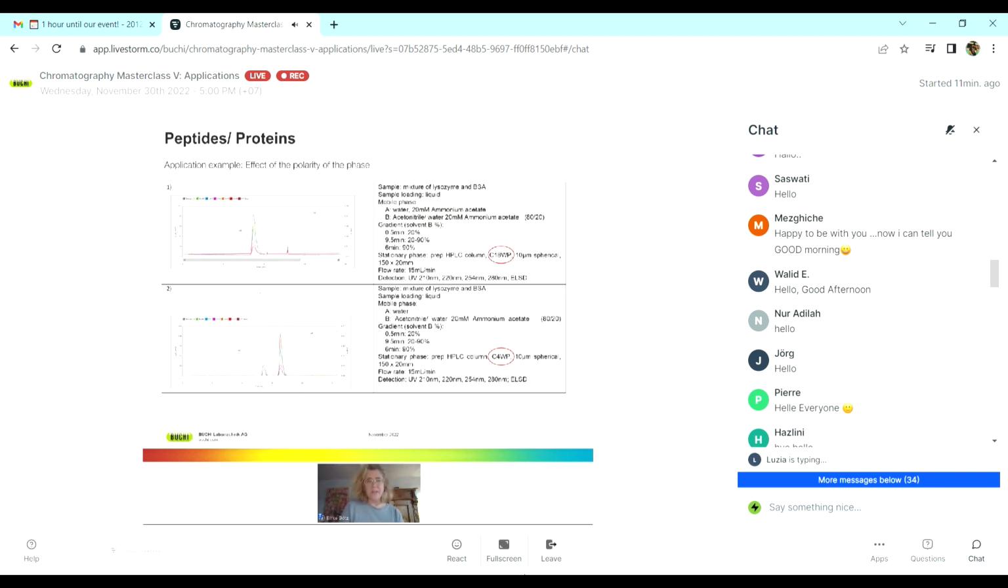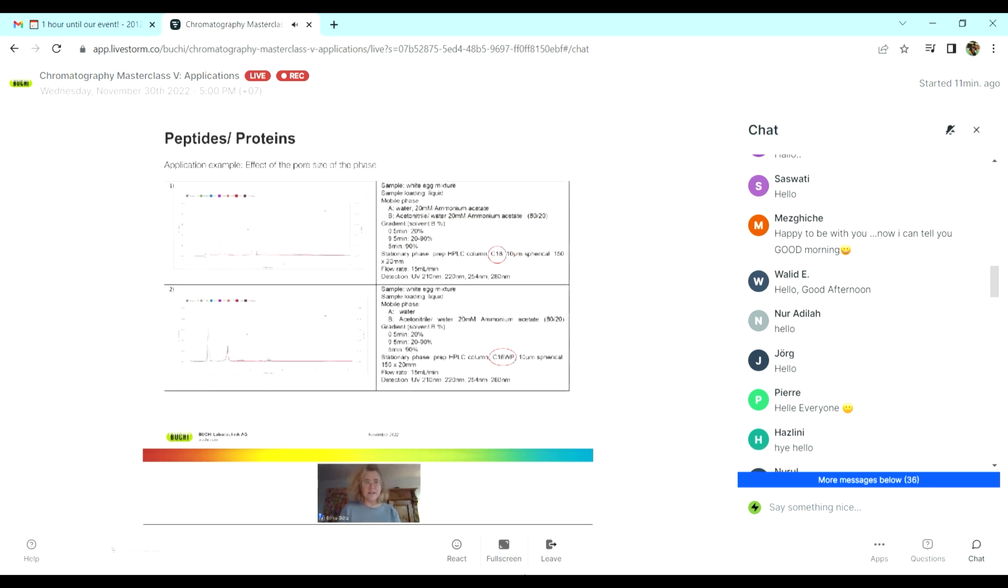Then we come to another example. This is the effect of the pore size of the phase. At the top, we have for both a white X mixture, and on the top, my colleague worked with a C18 column, and on the bottom it was a C18 wide pore. So it was 200 to 300 angstrom pore size versus the typical 60 to 100 angstrom for the C18.